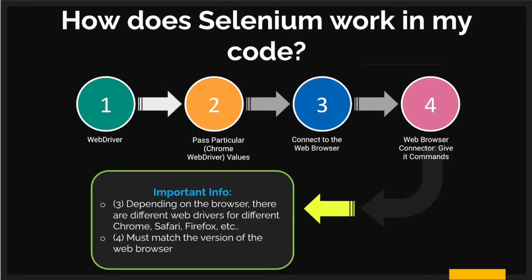Okay, so how does Selenium work in my code? First, it uses a WebDriver. A WebDriver is a web framework that permits you to execute cross-browser tests. In simple terms, it tests if your script or Selenium is working as expected. Second, it then passes values through this WebDriver, and depending on the browser, there will be different kinds of WebDrivers for different types of browsers. So as the web browser connects, you can give it commands and modify it to do anything you want it to do. Just make sure it matches the version of the web browser you are using.